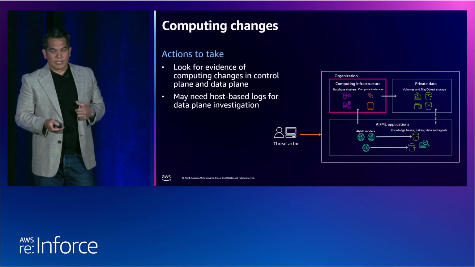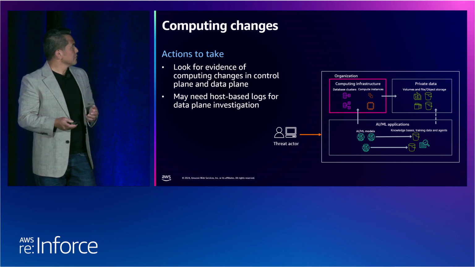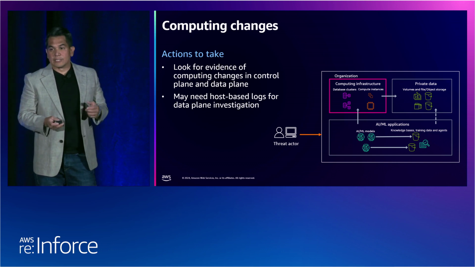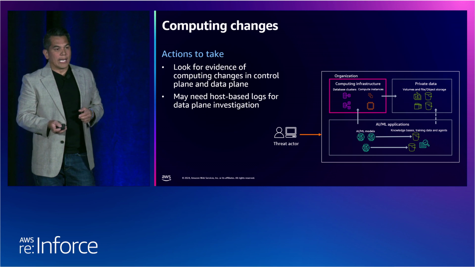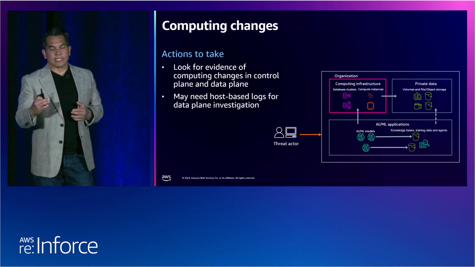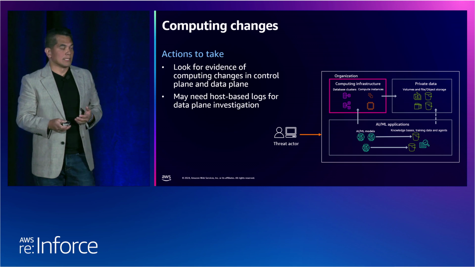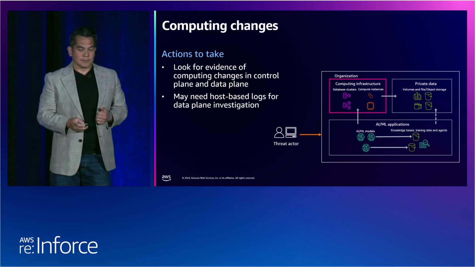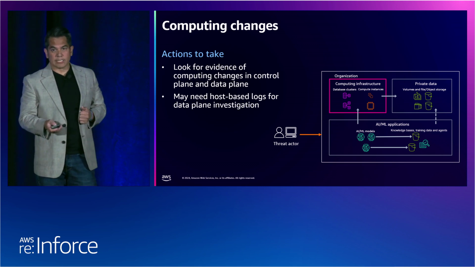Now, the next element is computing changes. Again, we're looking for evidence of changes in the control plane and data plane. And you may need host-based logs. If you have an EC2 instance, you may need to actually get the logs from the EC2 instance in order to complete your investigation. But let's see what that looks like in CloudTrail.